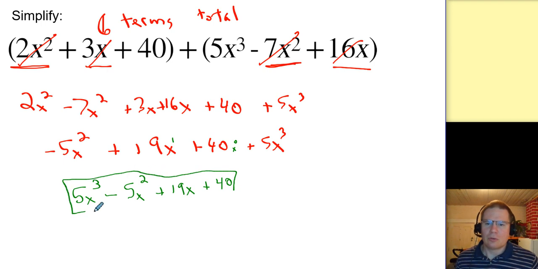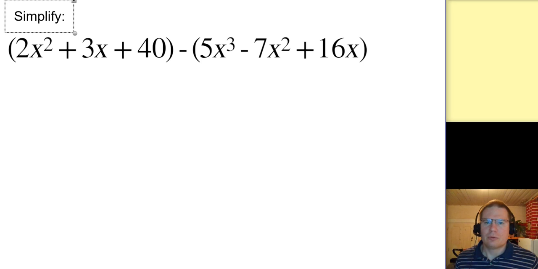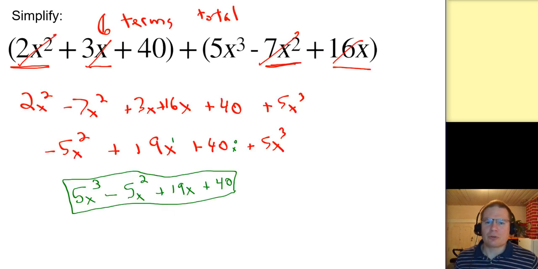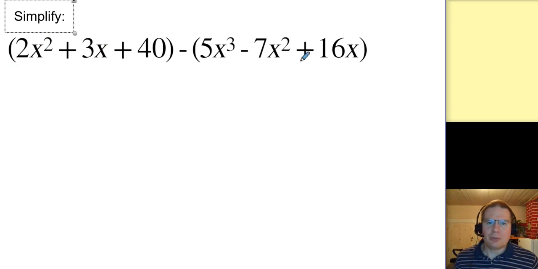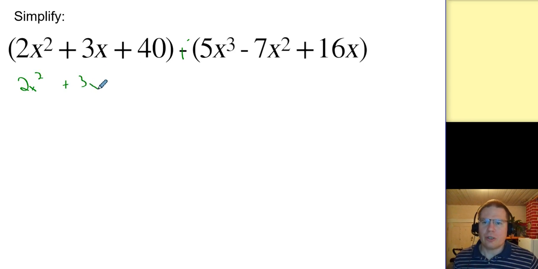So here we go. One last example. Now, I didn't put these on the same screen because I knew I would be taking up more space here. But it's the same problem, except for what? Right. This minus has to be applied to each of these terms. So the 2x squared, the 3x, and the 40, those remain unchanged.